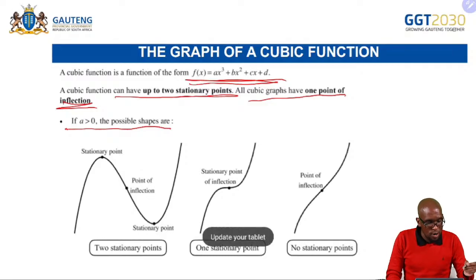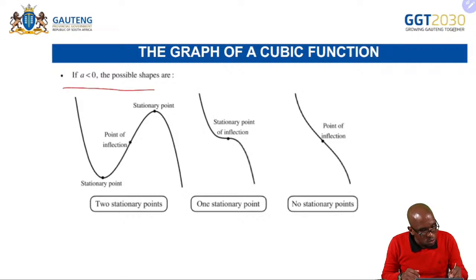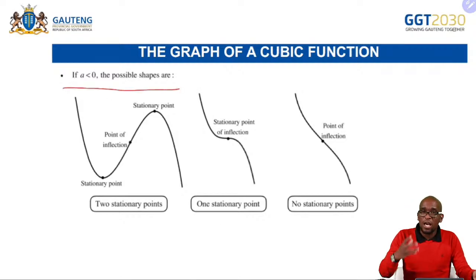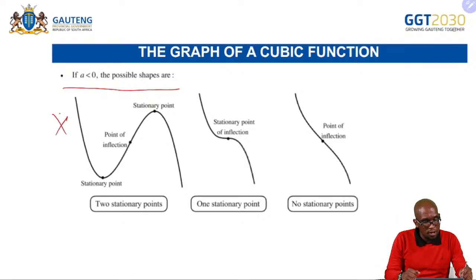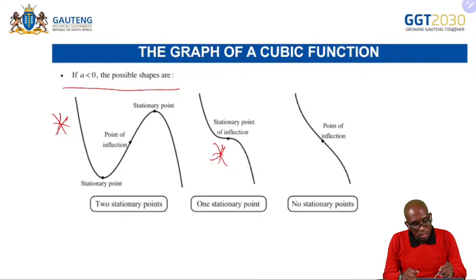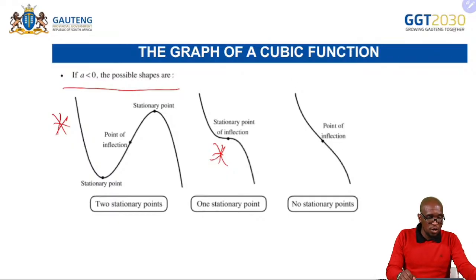Right, let's check when a is less than 0. When a is less than 0 and you found 2 stationary points, then this is the shape that you're going to have here. But if you found 1 stationary point, then that's what you're going to have. You call that stationary point the stationary point of inflection. And then if you don't have any stationary point, then you're going to just have that point of inflection.